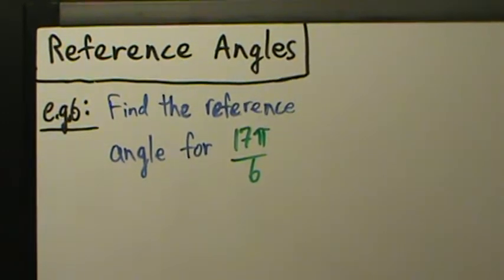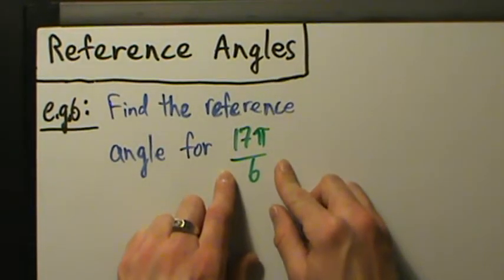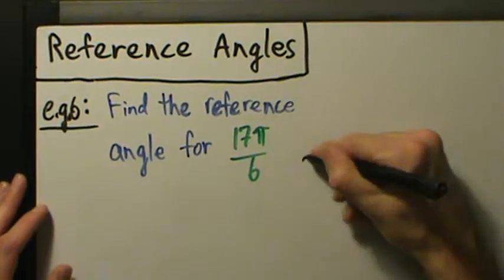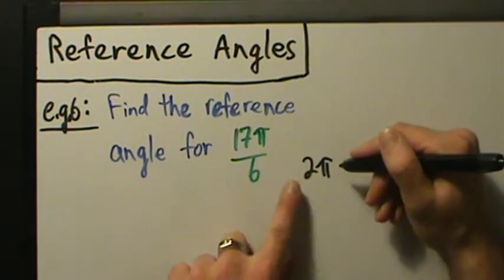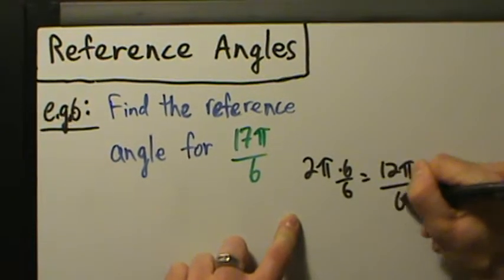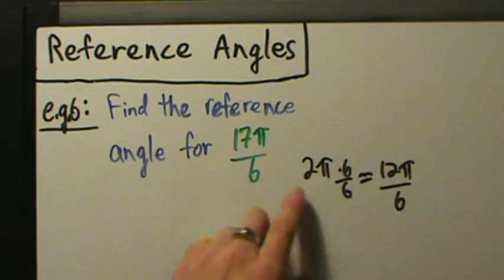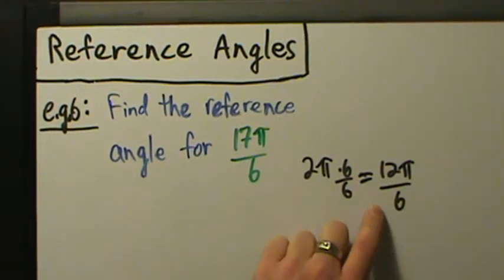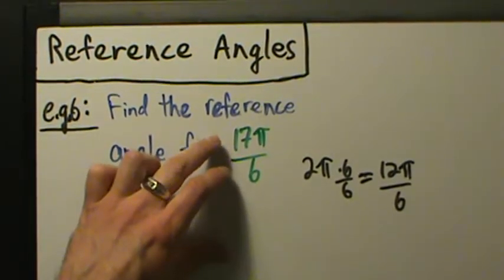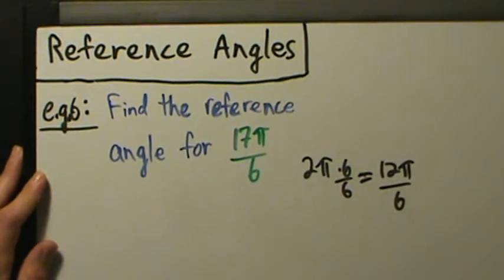Well, let's first remember the first thing we want to ask ourselves is, okay, it's in radians, so is this between 0 and 2 pi radians? Well, remember 2 pi, we want to get a common denominator here, so multiply by 6 over 6. So this is 12 pi over 6. So no, actually, 17 pi over 6 is not between 0 and 2 pi, because 17 pi over 6 is larger than 12 pi over 6. Okay, 12 pi over 6 is 2 pi. So 17 pi over 6 is outside of that little nice interval for us. So 17 pi over 6 is larger than 2 pi.